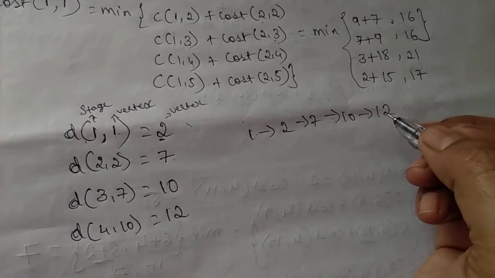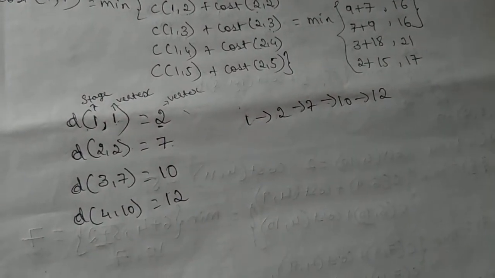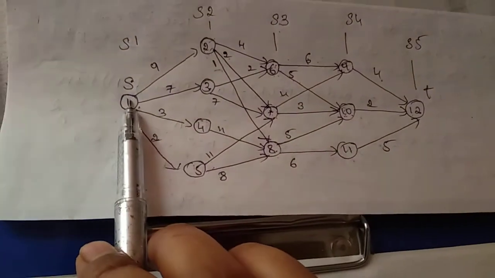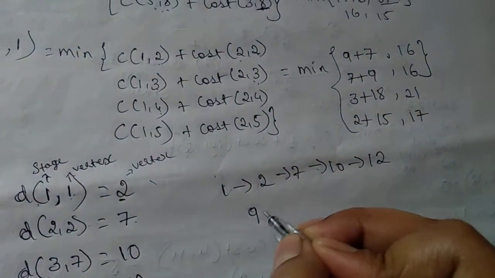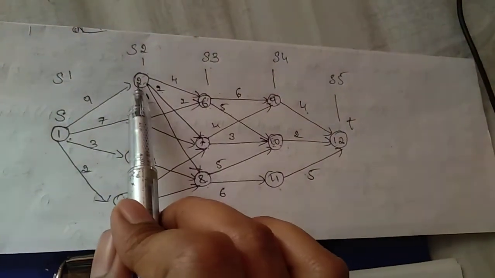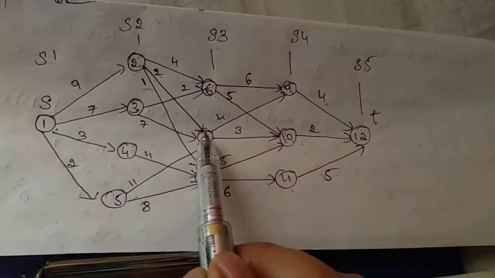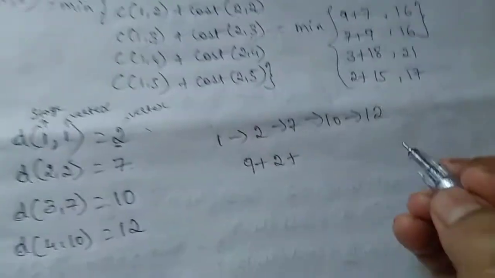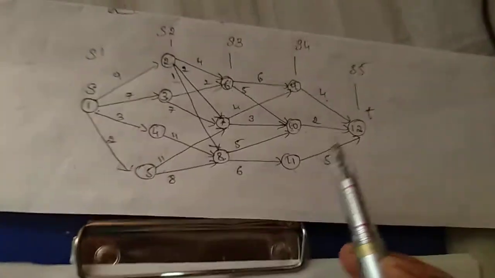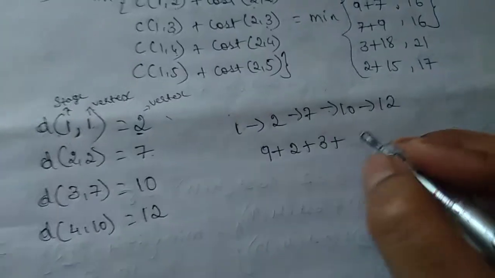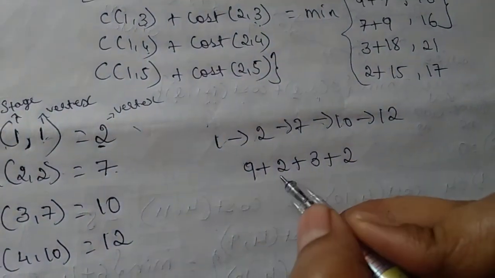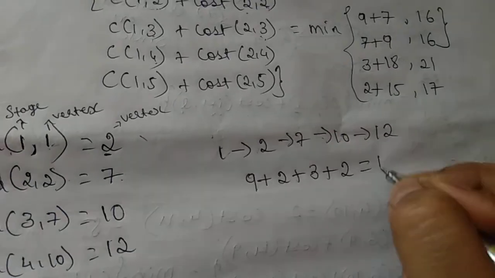What is the cost here? From 1 to 2 I am going, it is 9, plus 2 to 7 I am going, it is 2. Then 7 to 10 I am going, it is 3, plus 10 to 12, it is 2. 9 plus 2, 11, 14, 16.